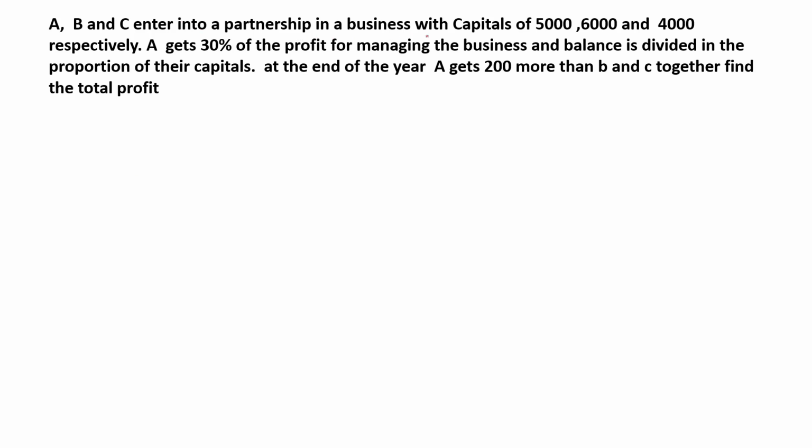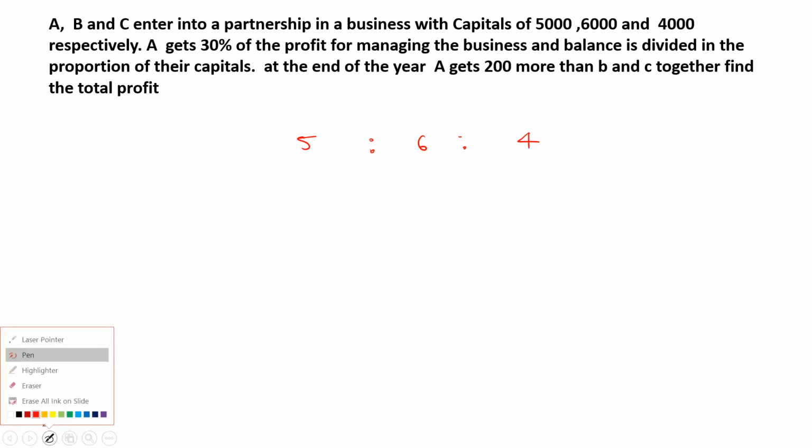A, B and C entered into a partnership with capitals in the ratio of 5:6:4. We can write the simplified ratio of their capitals as 5:6:4 very comfortably. If you are watching my videos regularly, then you will be very comfortable in writing the ratio of 5:6:4 from the given data. And A gets 30% of the profit for managing the business and the balance is divided in the proportion of their capitals. Don't go with the calculations of 30% and the other 70%, and dividing that other 70% of the profit in the ratio of 5:6:4. Don't do all those things. You may face great difficulty in solving those calculations.